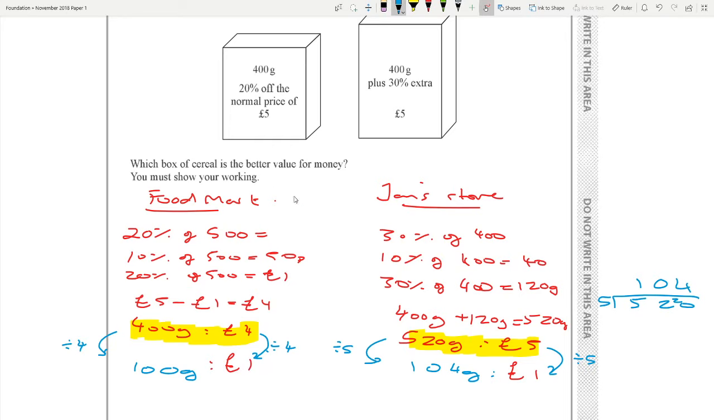Okay, which box is better value for money? Jan's store is better value for money because you get 104 grams for £1, which is just 4 grams more than what you would at Food Mart. So the answer here is Jan store is better value for money.